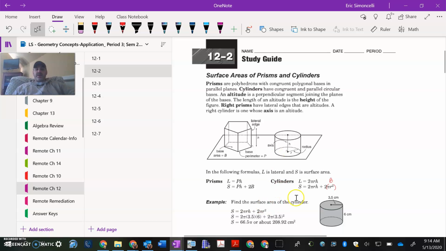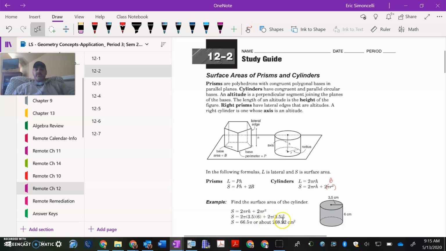Example, find the surface area of the cylinder. Okay, so capital S is 2 pi rh plus 2 pi r squared, just like we see up above. We do know r in the picture is 3.5. We know h is 6. We could easily plug it into the first part, so 2 pi times 3.5 times 6 plus, and then the second piece there, 2 times pi r squared, again 3.5 squared.